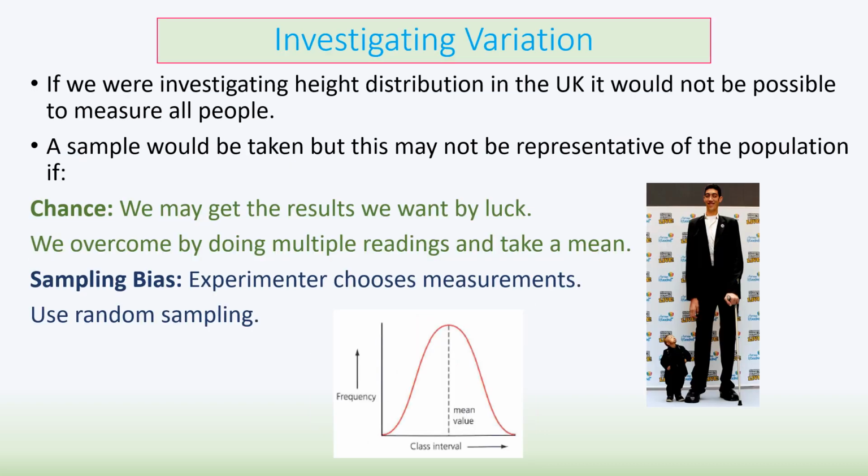To investigate variation, one thing that we need to be able to do is look at the population, but it isn't possible to measure the whole population. So what we would do is take a sample, but this may not be representative. We have to take multiple readings and take a mean. Realistically, if we wanted to know the height of people in the UK, we would have to try and get the height of at least, say, 10% of people. There could be sampling bias, where the experimenter chooses measurements, and we avoid this by random sampling.